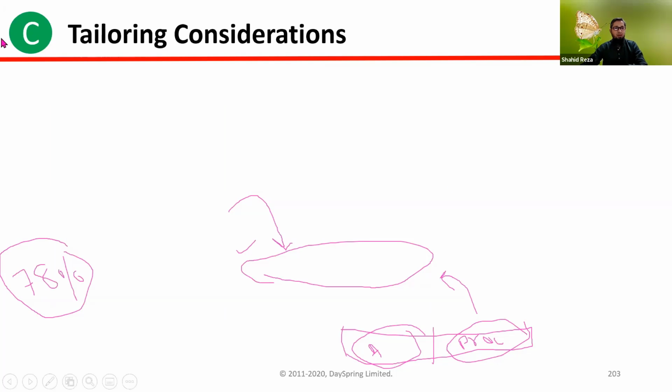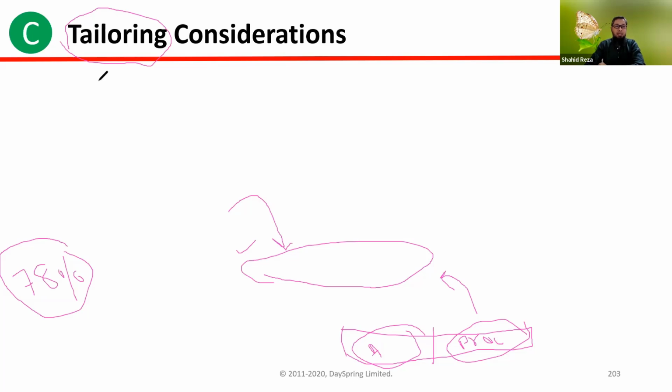Now, tailoring considerations. Can you remember what tailoring is? In every chapter you will see tailoring considerations. Based on our purpose, the size of the project, and the complexity of the project, we have to tailor processes, knowledge areas, tools and techniques. It is not mandatory that for every project you will use all the processes, tools and techniques to the same degree of detail.